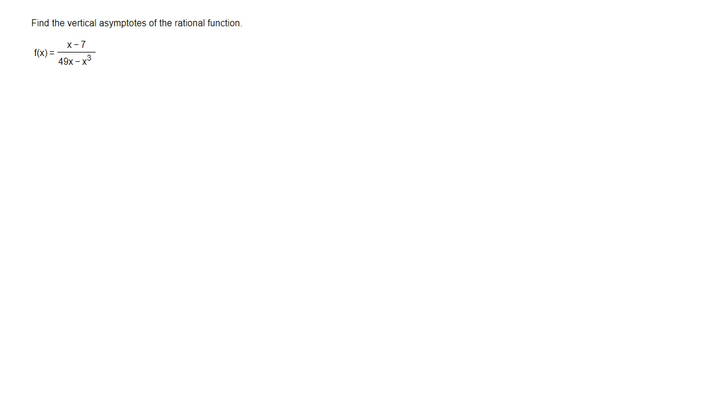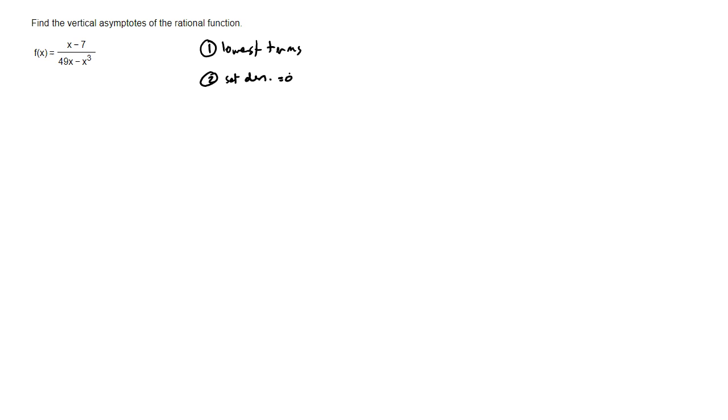Hello, this question is asking us to find the vertical asymptotes of the function. In order to find the vertical asymptotes, we have to do two things. First off, we have to make sure that the function is in its lowest terms. And then after that, we set the denominator equal to 0.